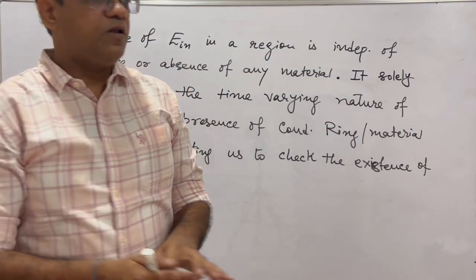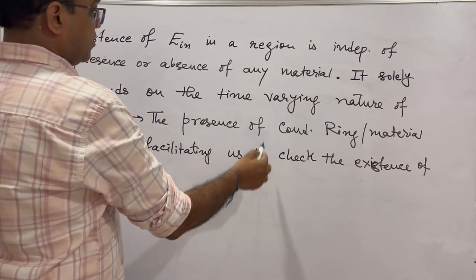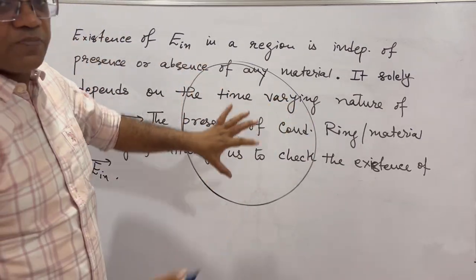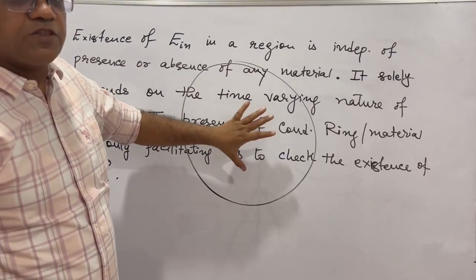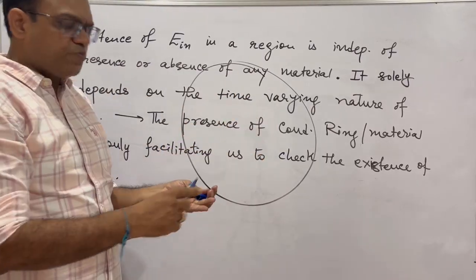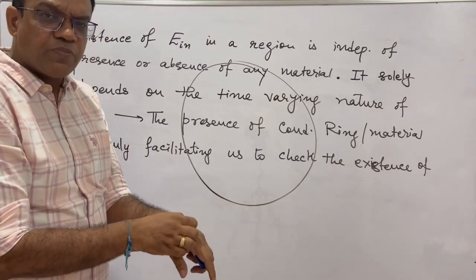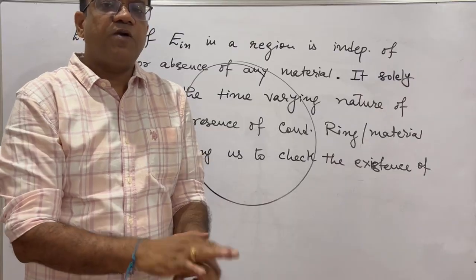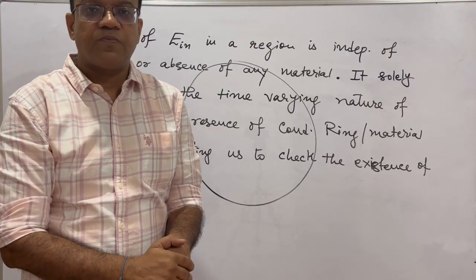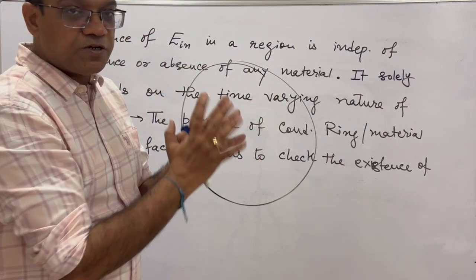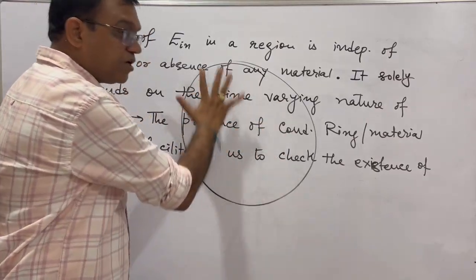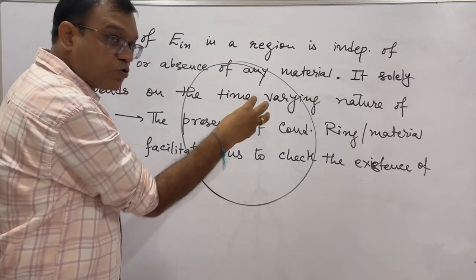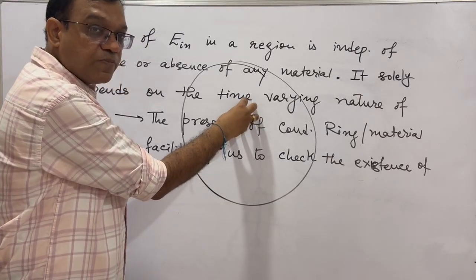Now, let us consider in this cylindrical region, the magnetic field is varying with time. Nothing else is present in the region. No material. It may be vacuum. It may be any insulating material, present or not. It may be any conducting material, present or not. Here nothing is present. Only thing, the magnetic field is going into the board and it is varying with time.